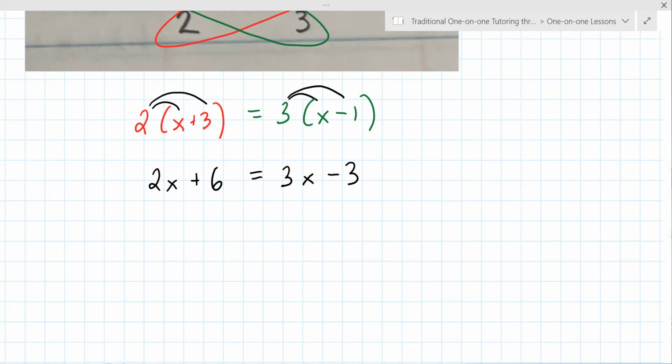And there is a preferred choice, but you can actually do it however you like. Do you see something here? Like, do you want to move the 2x to the right or the 3x to the left? I would move it to the left. Okay, so we'll subtract 3x from both sides.